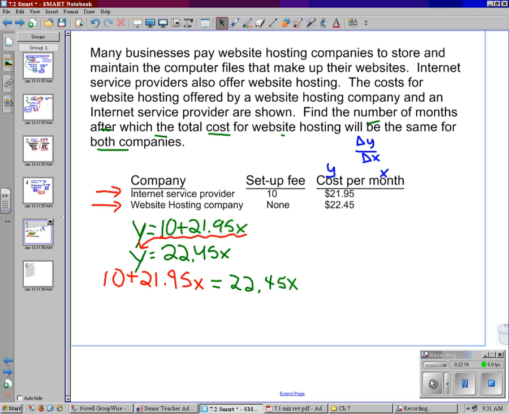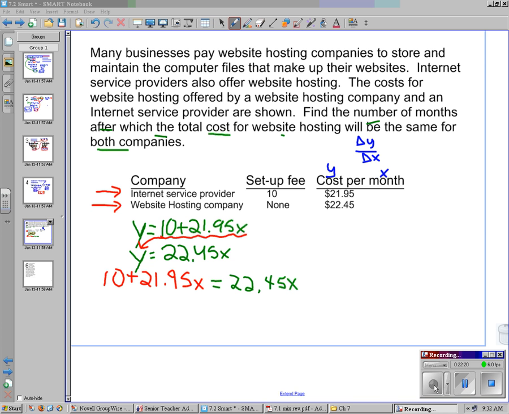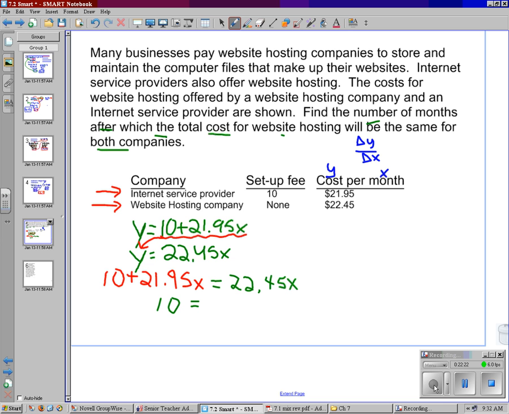All right, finish up solving. I'll pause so that you guys can finish. All right, we have our 10 equals. What's the right-hand side going to look like when we take that 21.95x to the other side, Jack? It's just 0.5x. Okay, and then we have to divide by 0.5 on both sides, and what are we going to come up with, Allie? 20. So we have 20 what? Months. So we are going to put the word months on here. And in 20 months, their two costs will be the same.